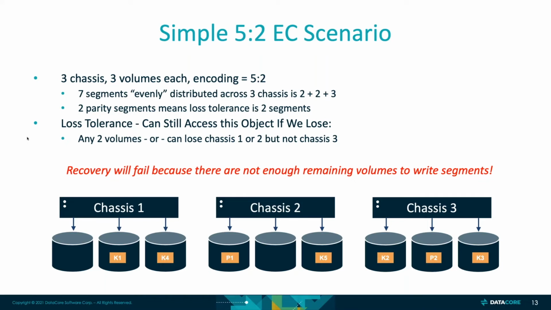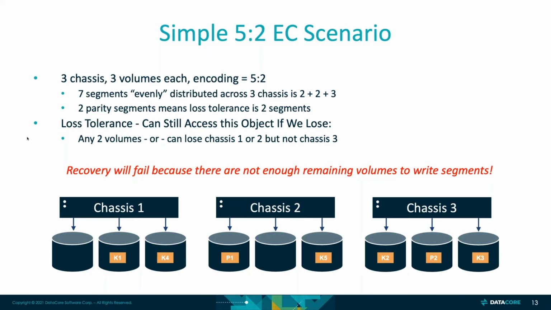So in our example here, we have an EC52 scenario. You have 3 chassis or servers. Each of them has 3 volumes, and the encoding scheme used for data is 5.2, 5 data, 2 parity. This creates 7 segments total that are evenly distributed across the cluster as best as possible. In this case, best as possible is 2 segments on one, 2 segments on the other, and 3 on the remainder. And then there are 2 parity segments, and what that means is you can tolerate the loss of 2 of those segments in order to still read the data in the system.